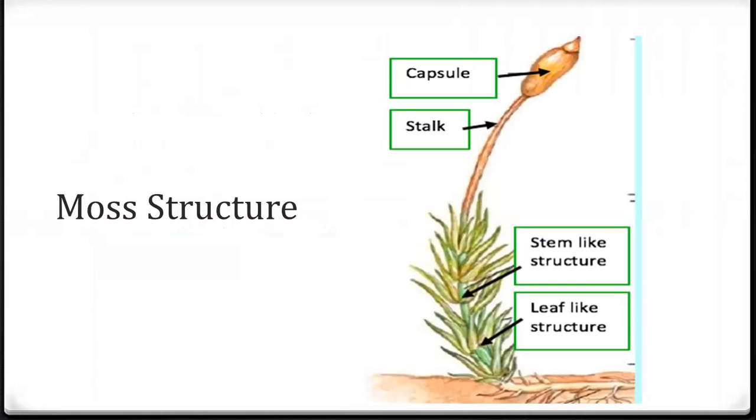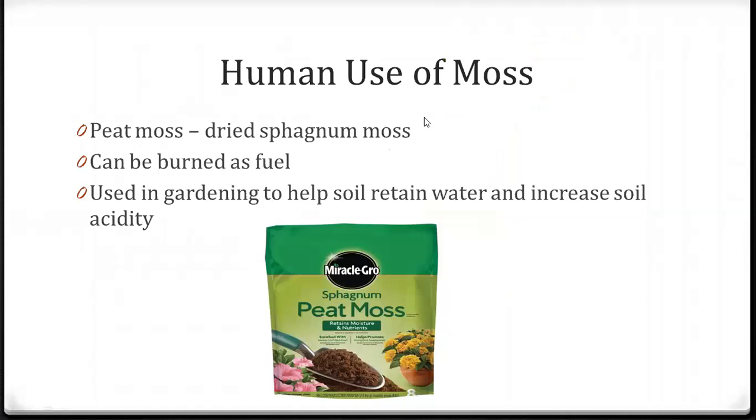Okay, this is the moss structure. It has a capsule, a stalk, a stem-like structure, and then a leaf-like structure. You don't usually see these unless you're looking closely at moss. Mostly you think of the green fuzzy stuff, but it also has this stalk and capsule when it's reproducing. Okay, human uses of moss: peat moss is a dried out moss. Moss can be used as fuel. It can also be used in gardening to help soil retain water and increase soil acidity.